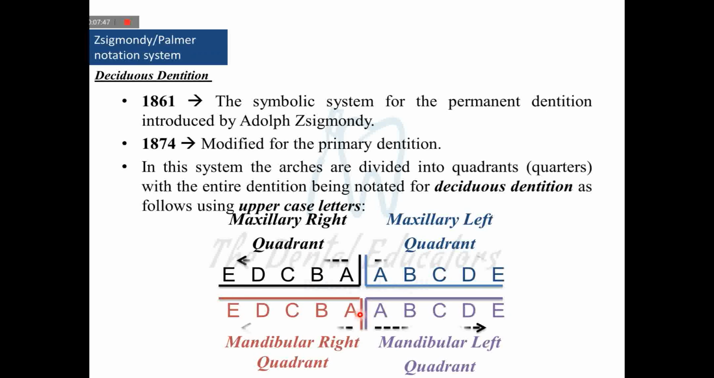Then again we start to count the teeth from the midline, that is we mark it as A for the mandibular central incisor of the lower right quadrant, B for the lateral incisor of the right quadrant, C for the canine again for the mandibular right quadrant, D for the deciduous first molar of the mandibular right quadrant, and finally E, that is for the deciduous second molar of the mandibular right quadrant.